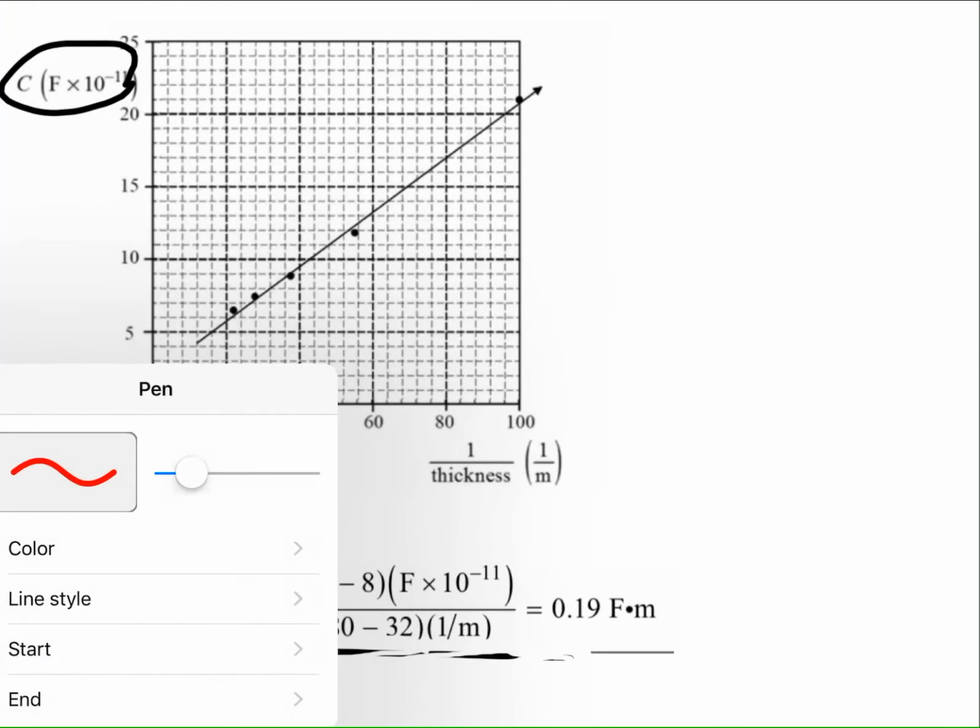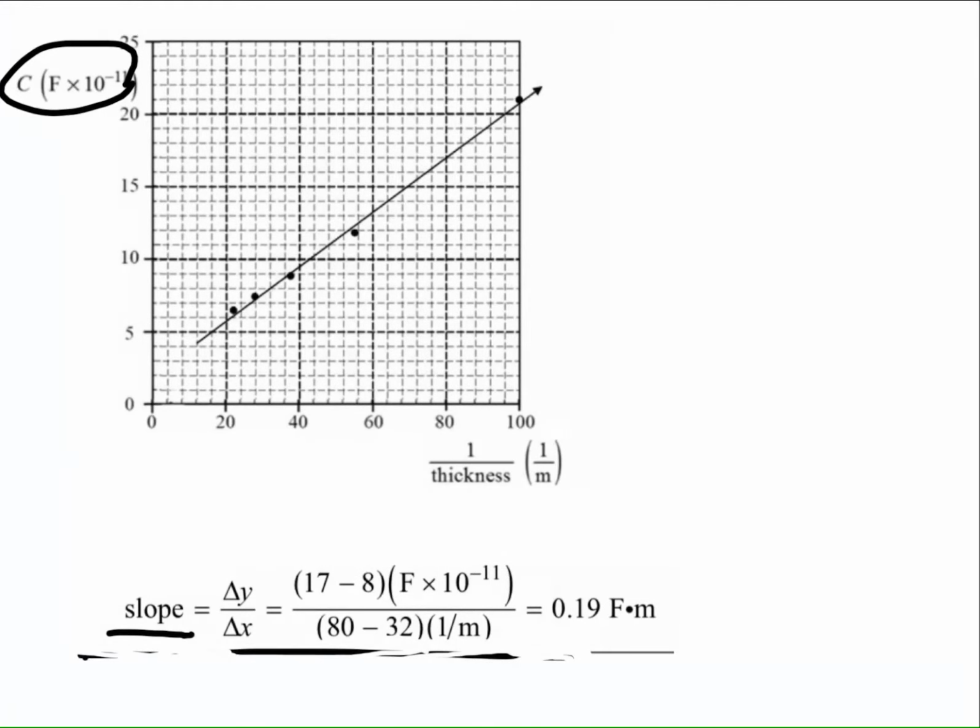They just found 2 points where it comes nicely through an XY axis. So they went to 17, or they went to 80 here, boop. And they went to 32, which is here, boop. And they found a slope. So they went down 17, again, times 10 to the negative 11, to 8. And then from 80 back to 32. Okay, obviously it's written much nicer down here.